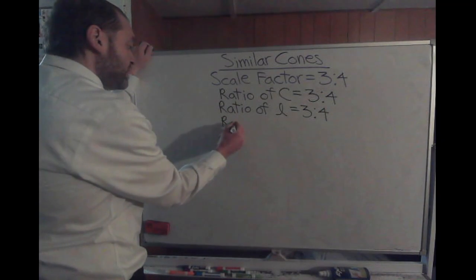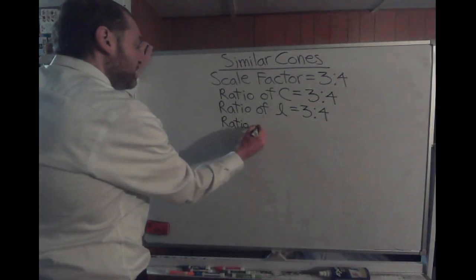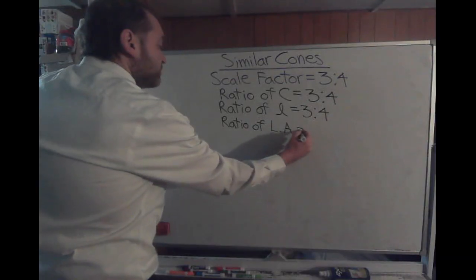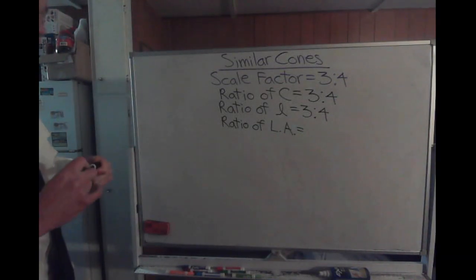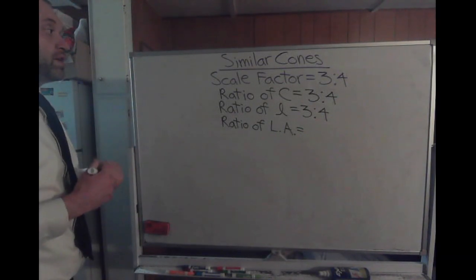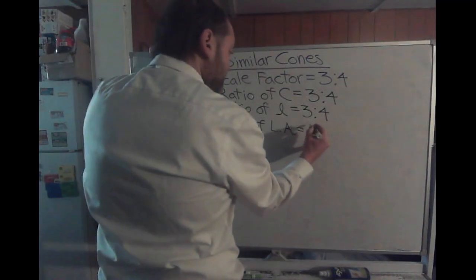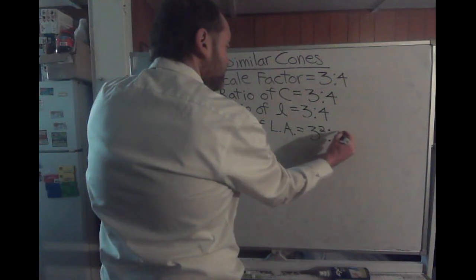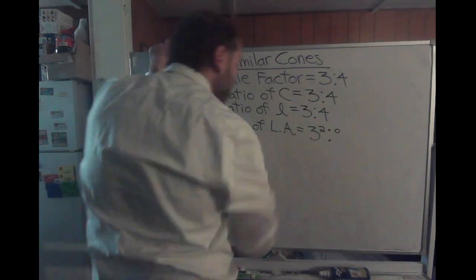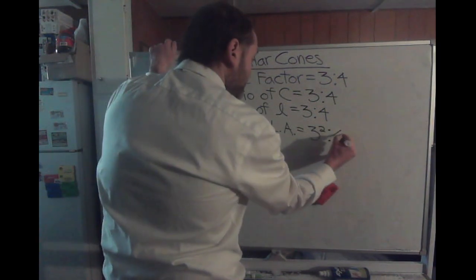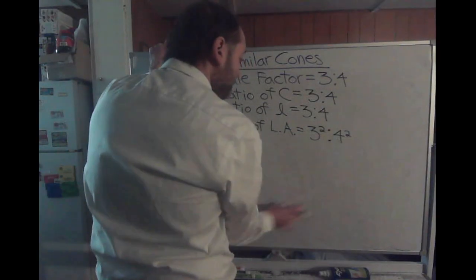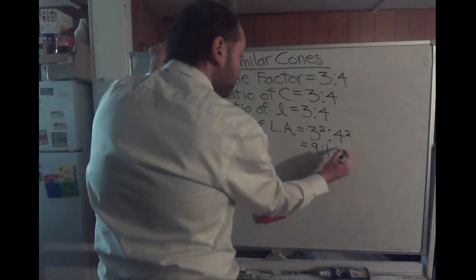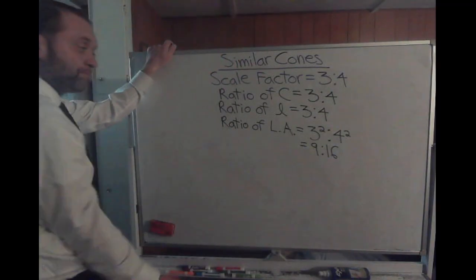What about the ratio of the lateral areas? If we're asked to find the ratio of the lateral areas, that's where you take each part of the scale factor, raise it to the second power. So that'll be in the ratio of 3 to the second power to 4 to the second power, which in short would make the ratio 9 to 16 for the lateral areas.